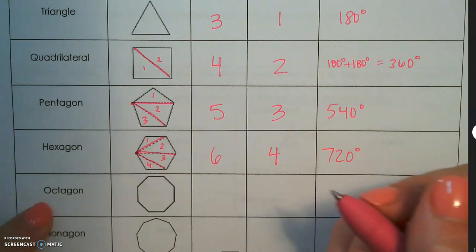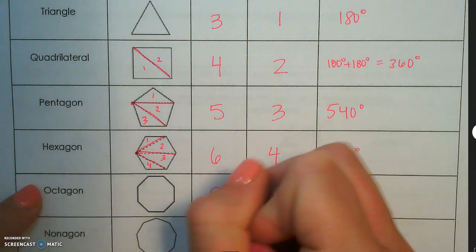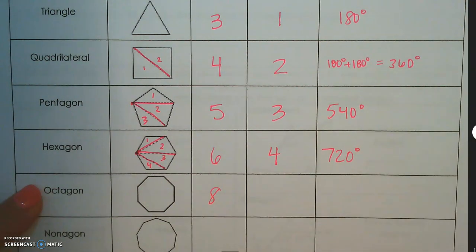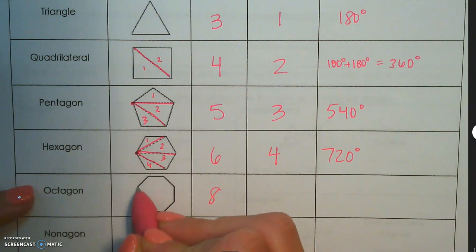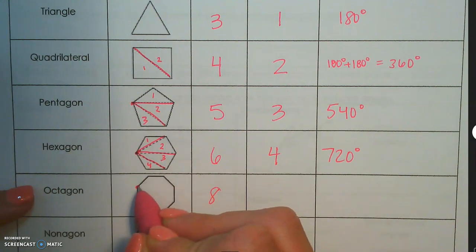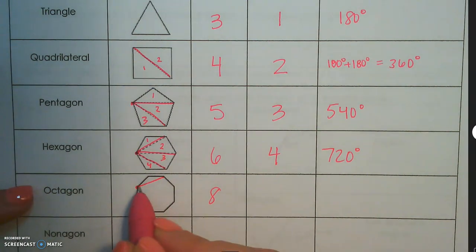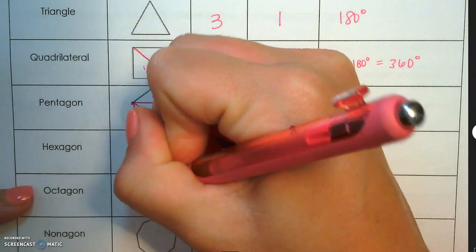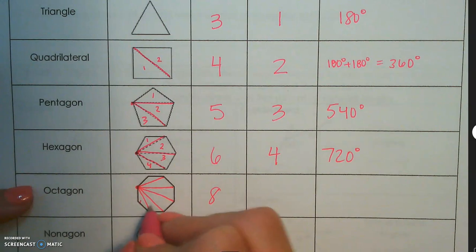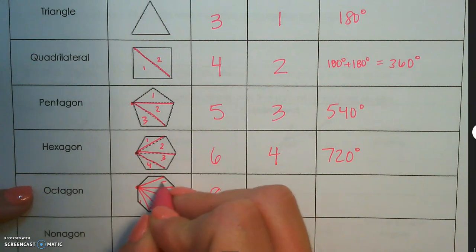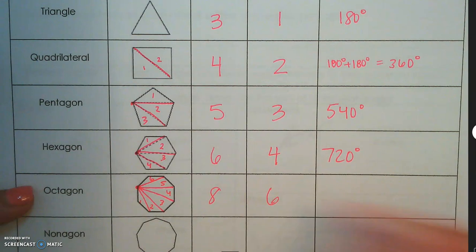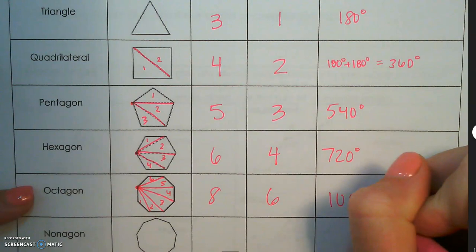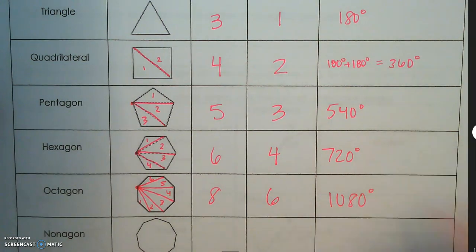Then we move to an octagon. An octagon is an 8-sided figure. We're going to go ahead and start to take just any vertex. Maybe I'll pick this vertex and create triangles by drawing a line going to every non-adjacent vertex. And let's see what we get. So it looks like we have 1, 2, 3, 4, 5, 6 triangles that are formed. So 6 times 180 would give us 1,080 degrees.